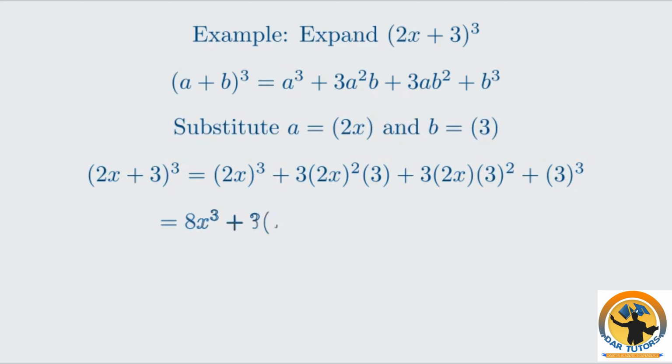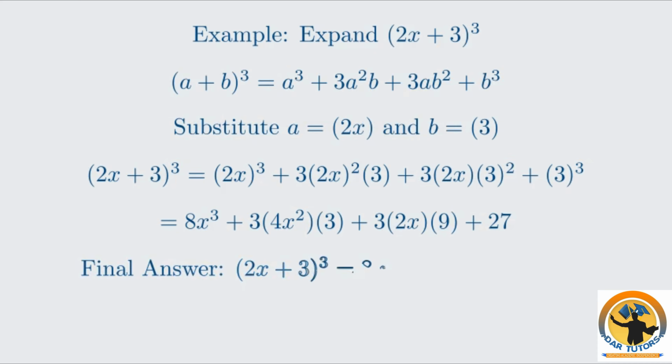The first term is (2x)^3, which is 2 to the power of 3 times x^3, or 8x^3. The second term is 3 times (2x)^2 times 3. That's 3 times 4x^2 times 3, which is 36x^2. The third term is 3 times 2x times 3^2. That's 3 times 2x times 9, which is 54x. And the last term is 3^3, which is 27. So the full expansion is 8x^3 + 36x^2 + 54x + 27.